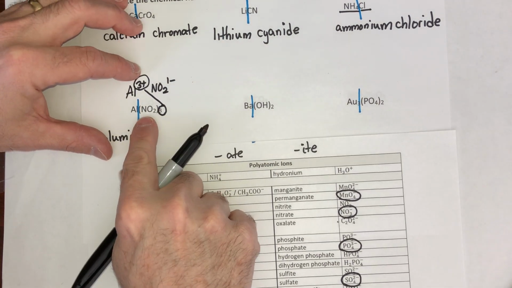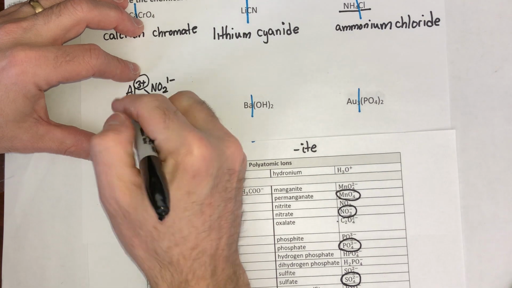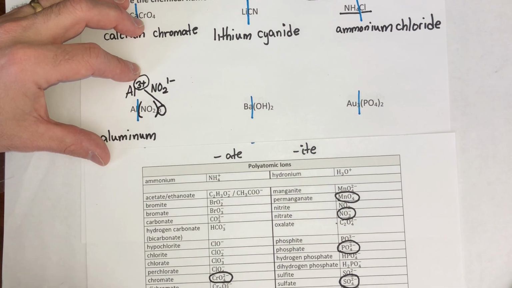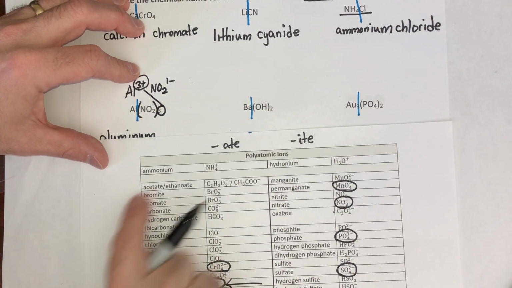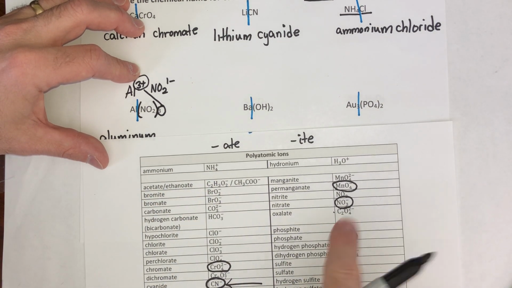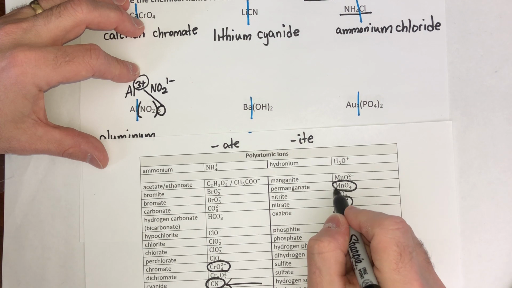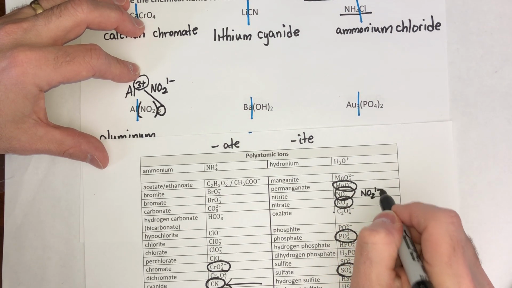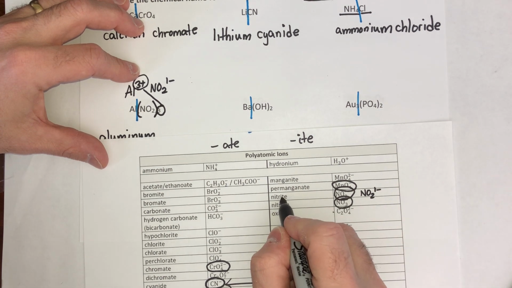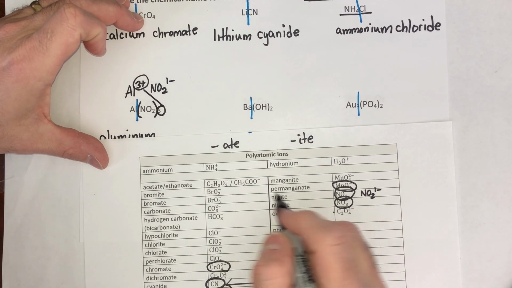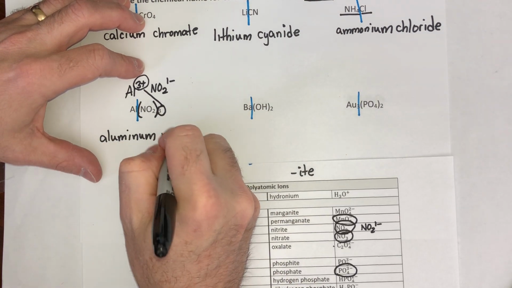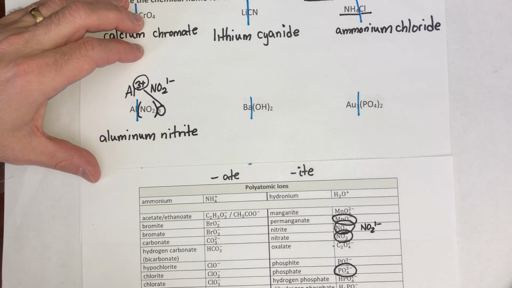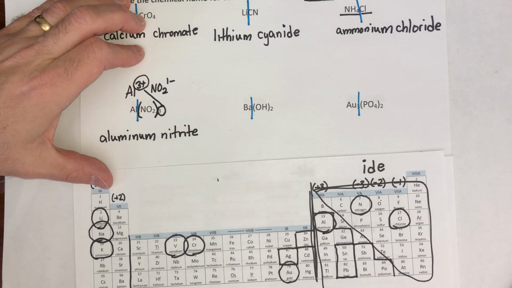So when I go looking for this thing to name it, I'm only looking for what's inside the brackets. I'm just looking for NO2. So if I go looking here for NO2, NO2, a little hard to see because I've already drawn on this so much, but an NO2, 1 minus, is right here. It is a nitrite. So this would be aluminum nitrite. Okay, if we move on to the next one.